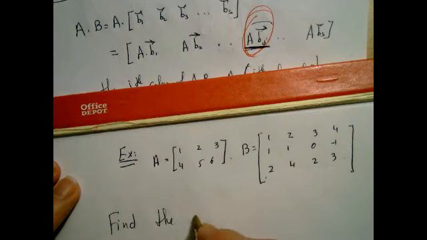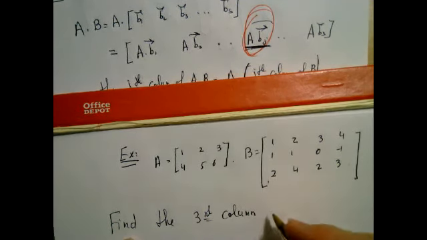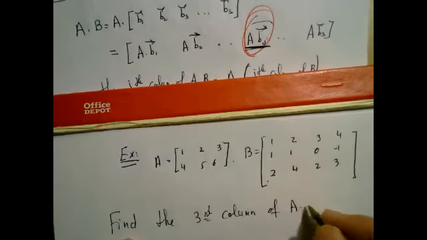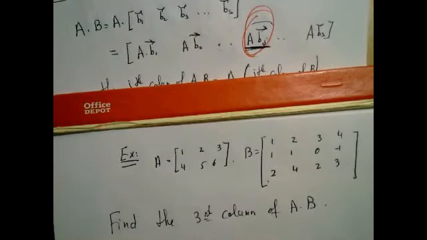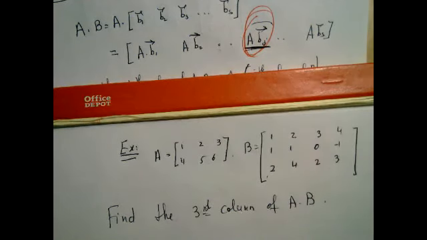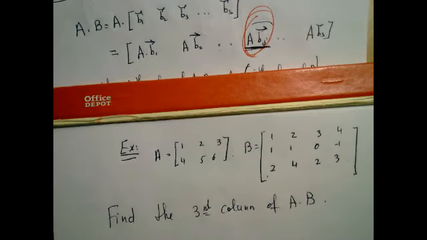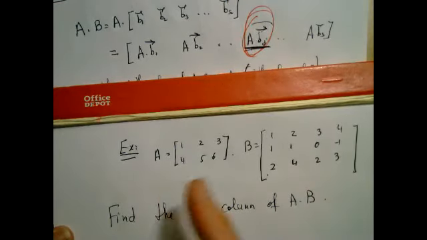Okay. And now the question is, find the third column of AB by using the idea that we just developed. I know that you can find it without it, but now I want to use the idea that we developed, the third column of AB. Or I can rephrase this question: write the third column of AB as a product of a matrix and a vector. So what's the third column of AB?